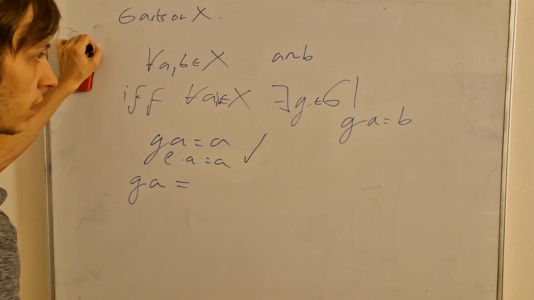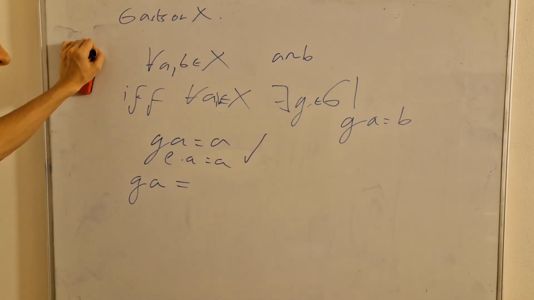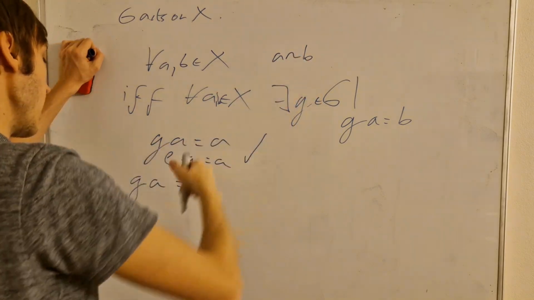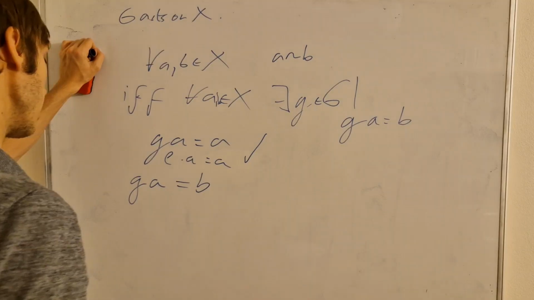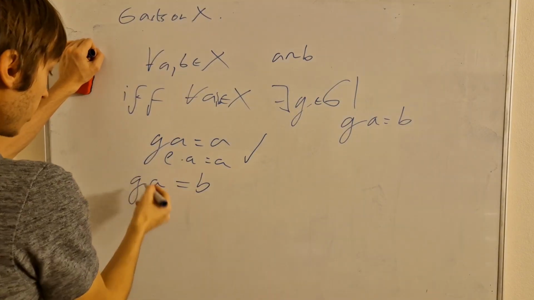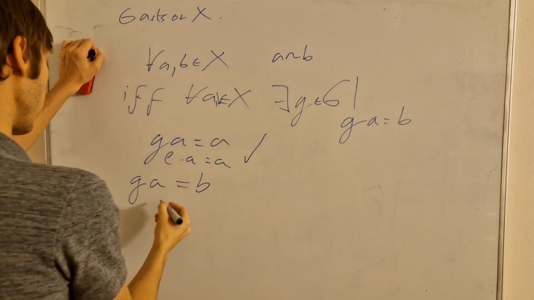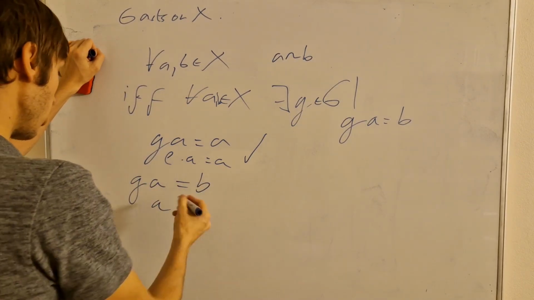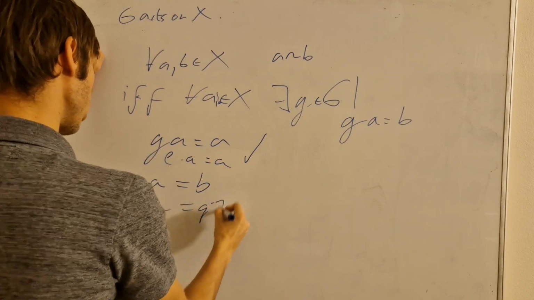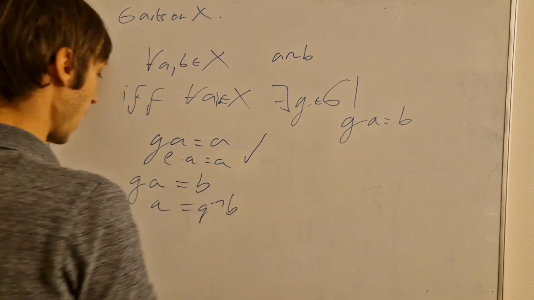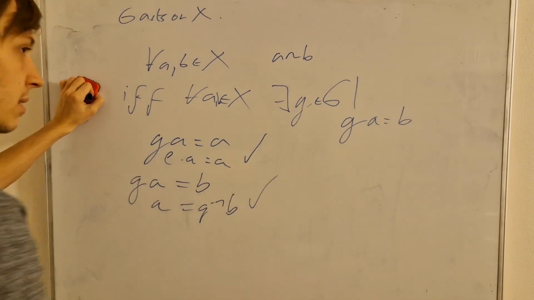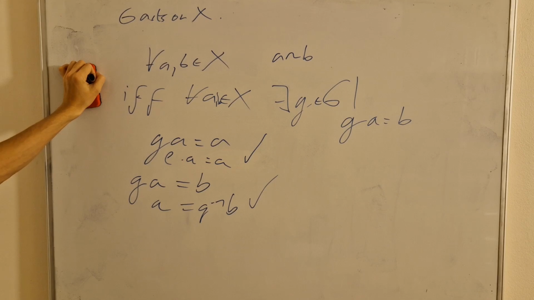Symmetry. Let's say we want to say that if A is in relation with B, then B is in relation with A. So GA is in relation with B. Well, we can multiply from the left by the inverse of G. So there exists a G such that G acting on A gives B, but there also exists a G inverse, which must be inside the group, which from the left acts on B and gives A. So we have that. Transitivity is the trickier one here.